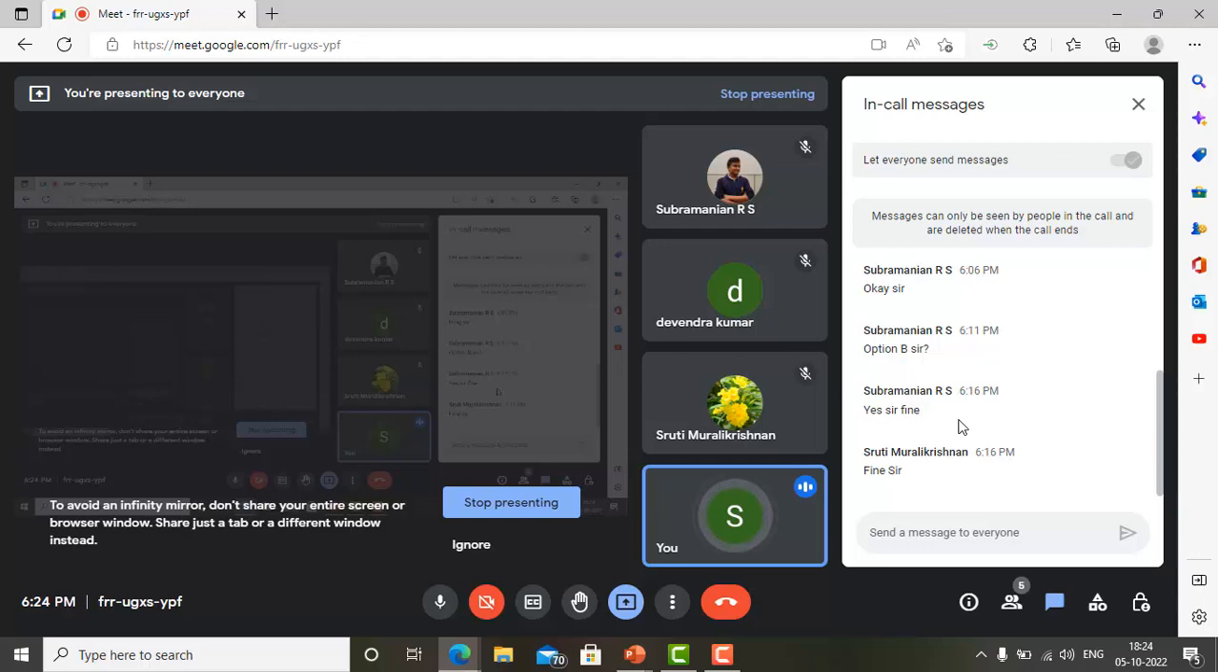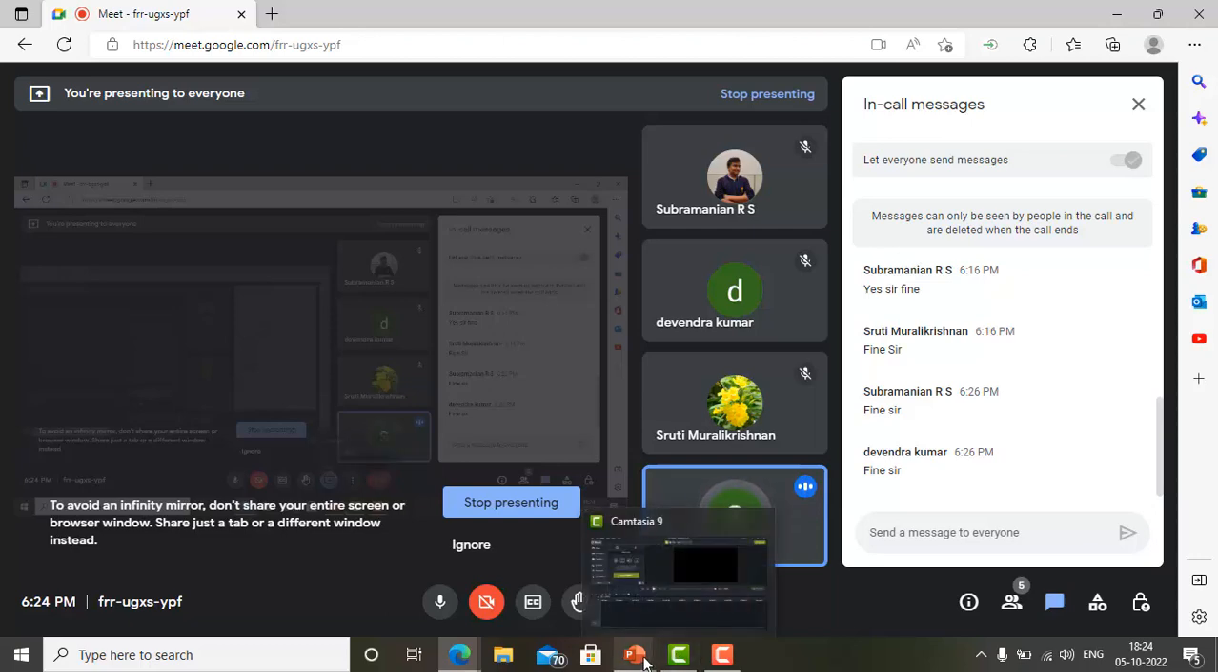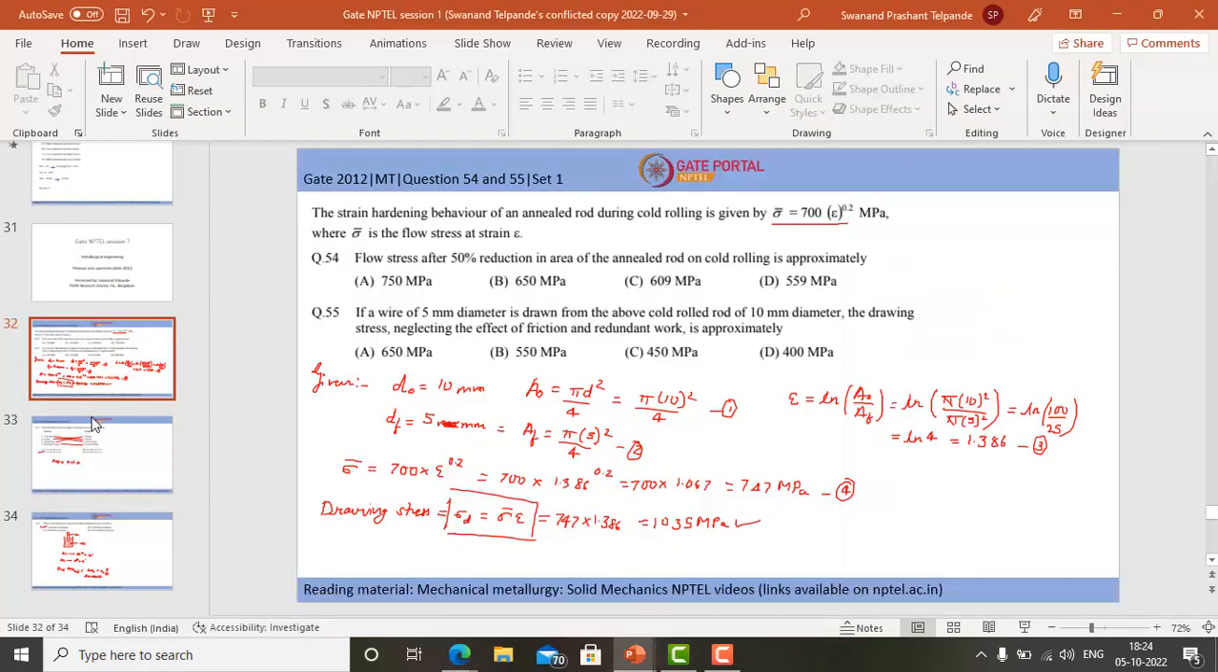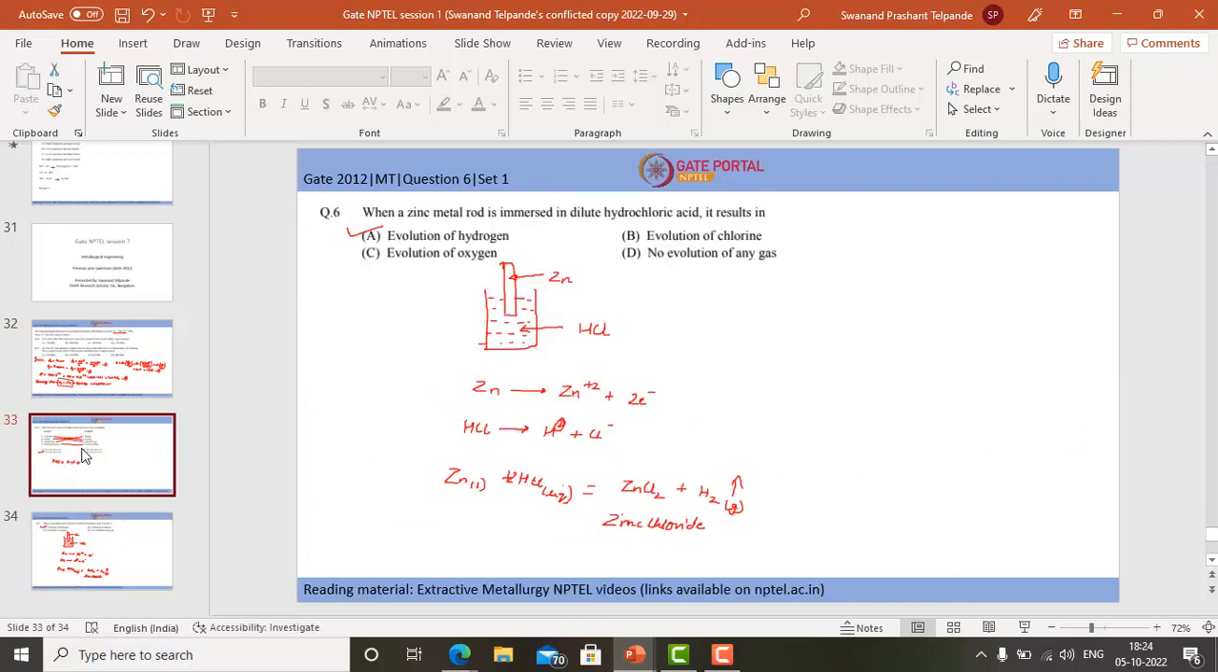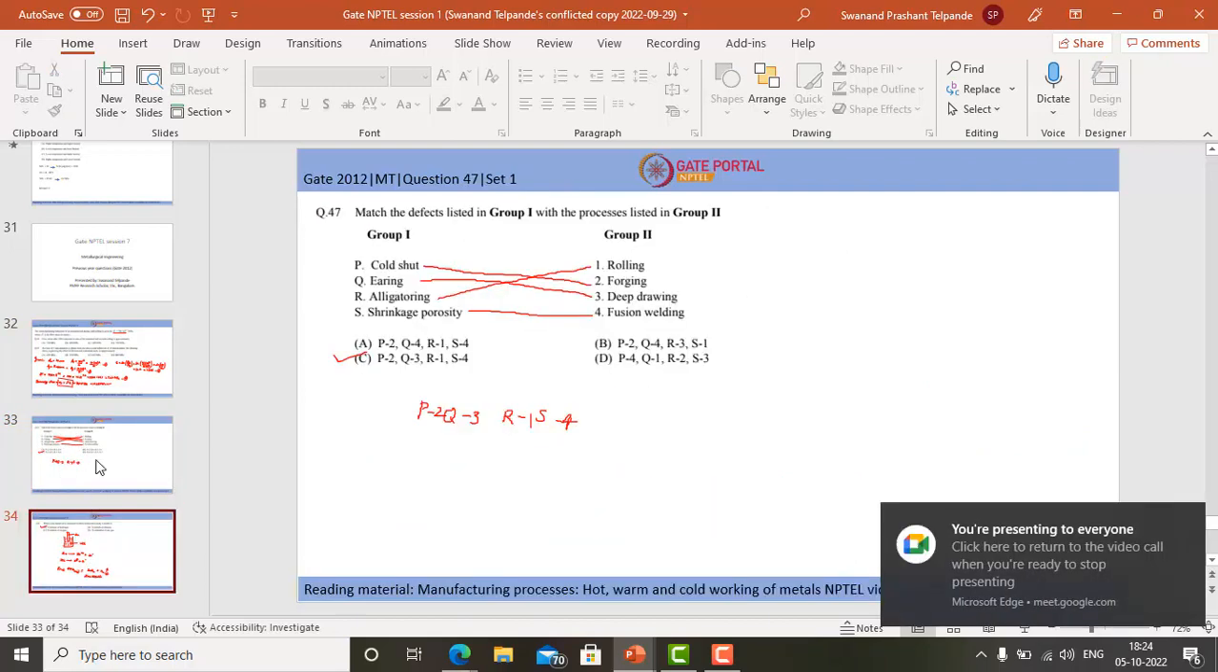If this is fine, then we will move on to the next question. In the next question, I will talk about a few mechanisms and a few strengthening things. So it will again be a mixture of strengthening mechanisms as well as mechanical metallurgy. I took this question last time, but many of you were not present. So let me go to that question.